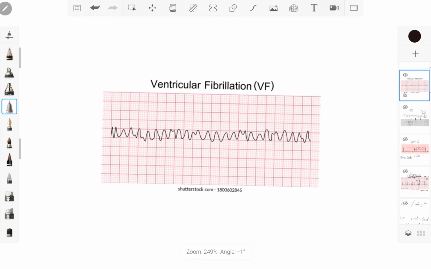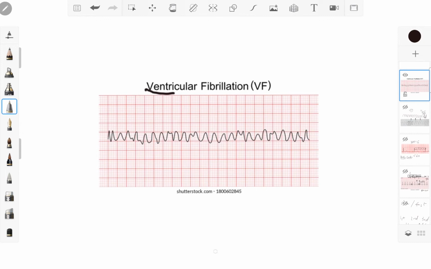What are we looking at here? I'll give you 10 seconds to guess. Oh wait, it's written right there.